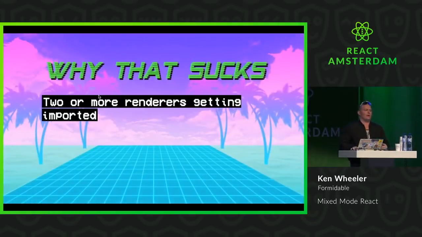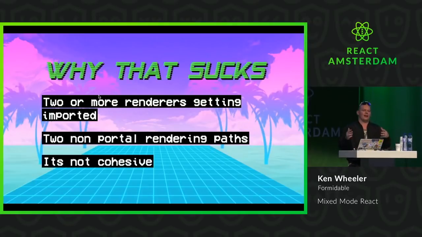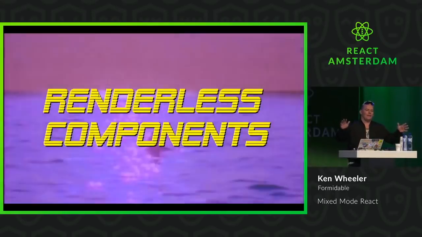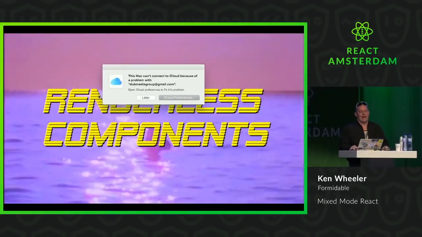So you're importing two or more renderers, which sucks. It's two non-portal rendering paths, right? So it's not cohesive. They don't really work together. It's just you do the one and then it splits off into the other. So what can we do about that? A thing called renderless components, which, I don't know if that's a really accurate term.